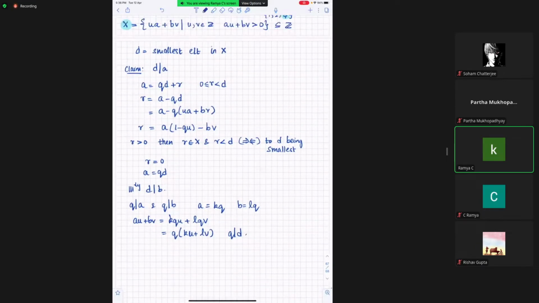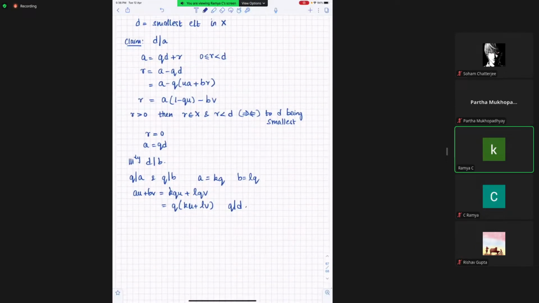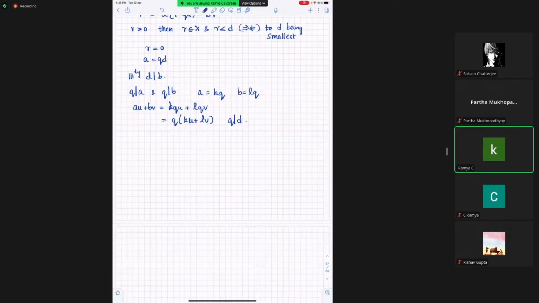Okay. So now, how do you compute the GCD? We know that it exists. So given two numbers, we want to compute the GCD. In the sense, when I say compute, you want to write a program to do this.